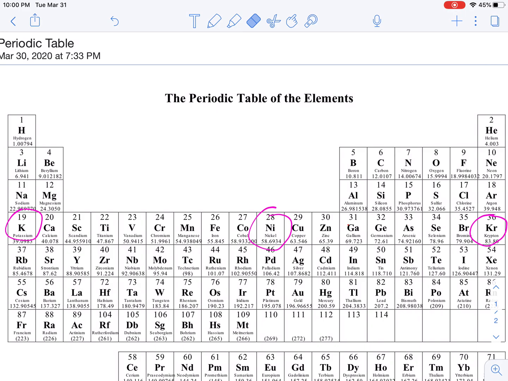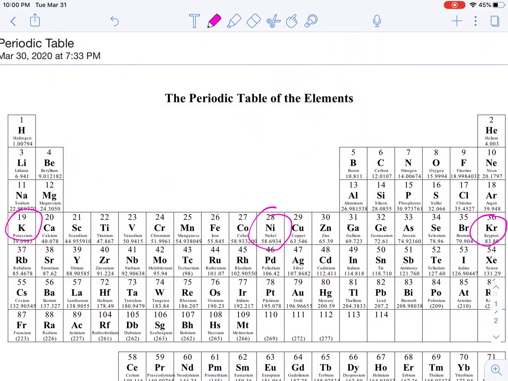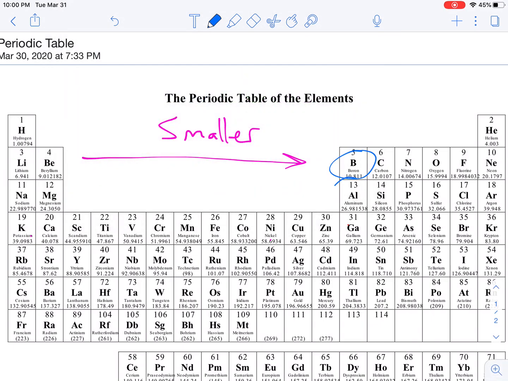So when it says the elements from smallest to biggest, remember atomic radius: as we go from left to right, we get smaller. So if we want to go from smallest to biggest, we're going to start with Kr, and then we'll come to nickel, and then we'll come to potassium. So for number 1A, Kr, Ni, K. Number 1B, it says we are going to deal with B, Al, and In.